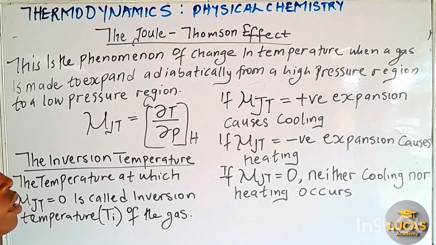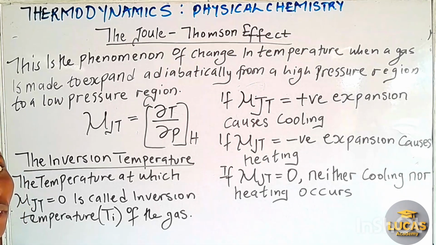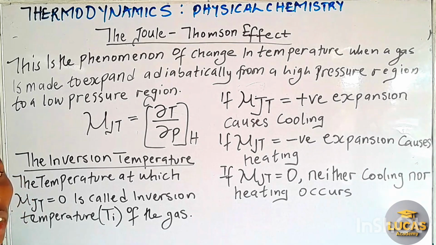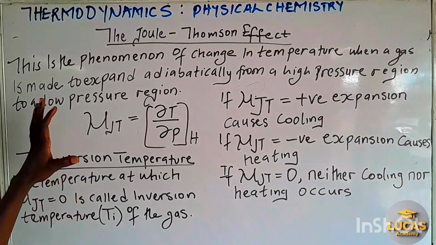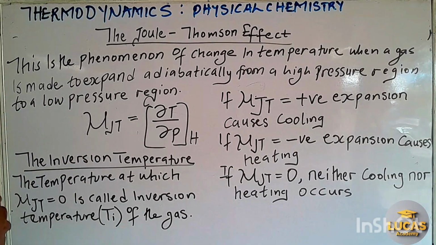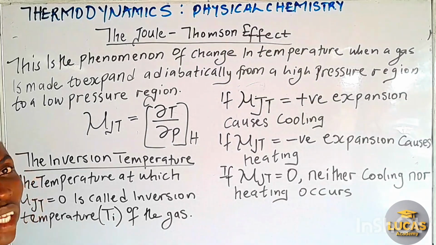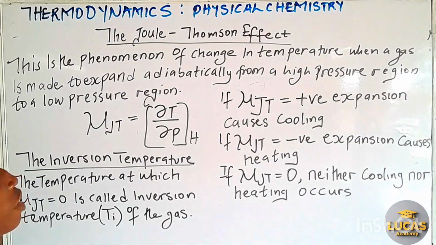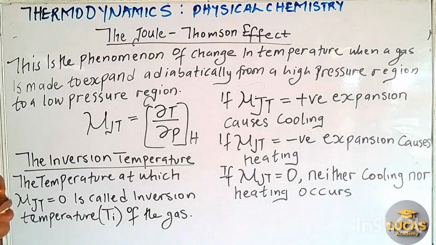Now, when we're talking about the Joule-Thomson effect, a scientist known as Joule-Thomson worked on how temperature and pressure affect the nature of a given gas when it undergoes what we call adiabatic conditions. So the Joule-Thomson effect is the phenomenon of change in temperature when a gas is made to expand adiabatically from a high pressure region to a low pressure region.